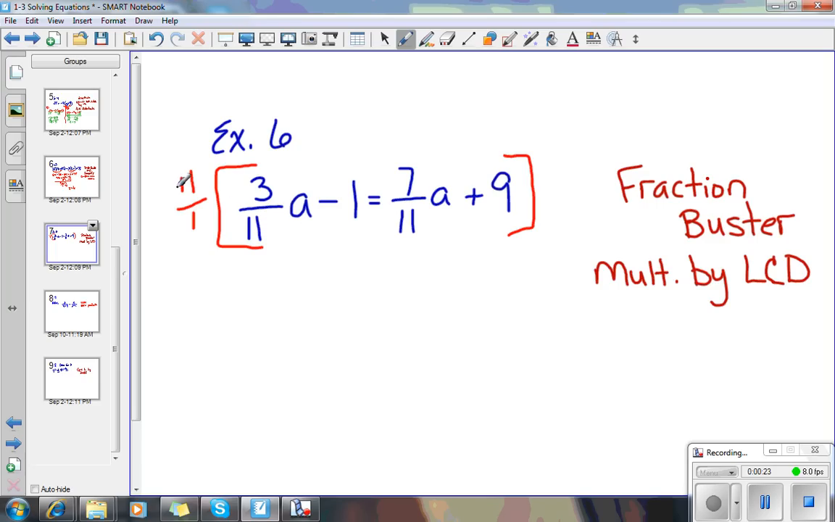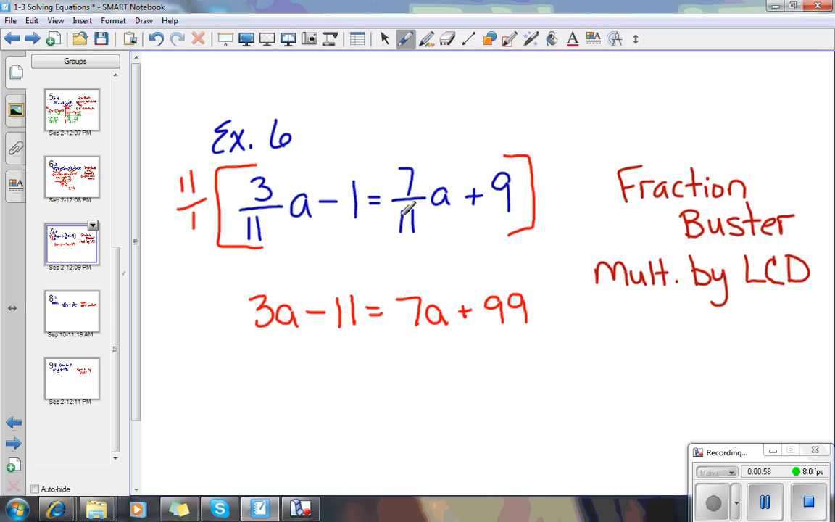So here the 11s cancel, leaves a 1, because 11 goes into 11 one time. 1 times 3 is 3. So the first term is going to be 3a. Here there's nothing to cancel, so I just multiply. 11 times 1 is 11, so it's negative 11. Here, the next term, 11 goes into 11 one time, times 7, so we have 7a. And here there's nothing to cancel because it's a 9 over 1, so 11 times 9 is 99. So now it's just easier because I have no fractions.